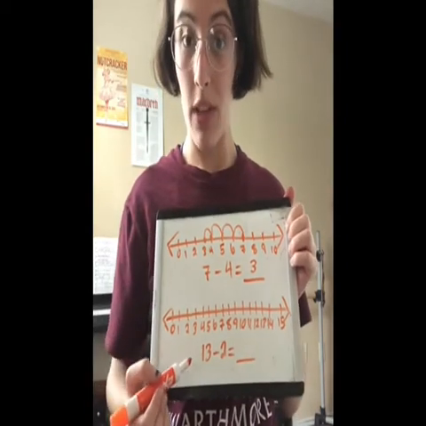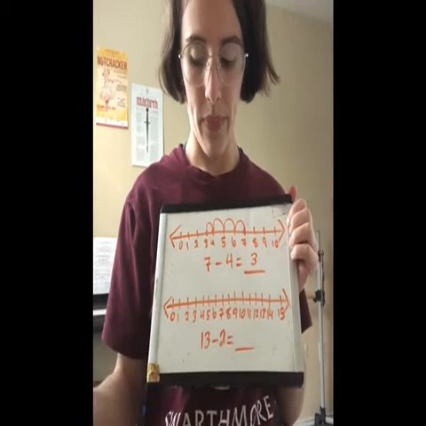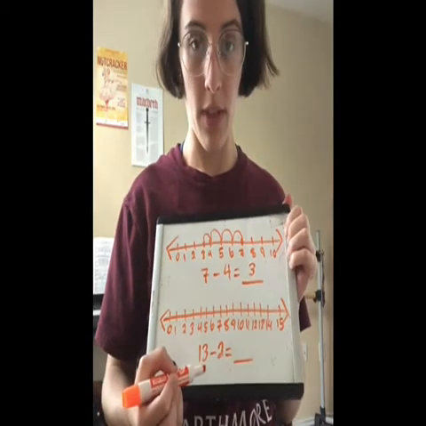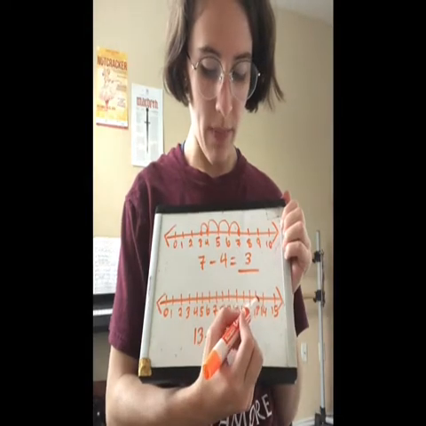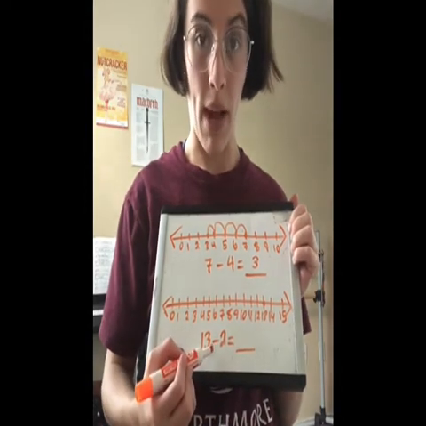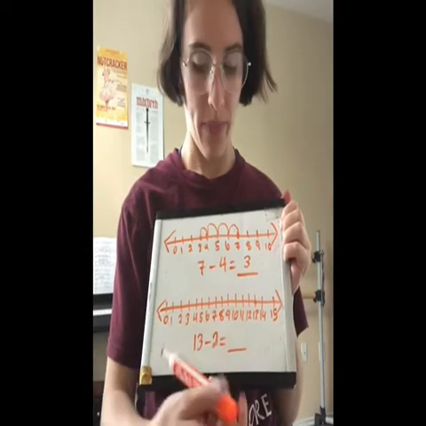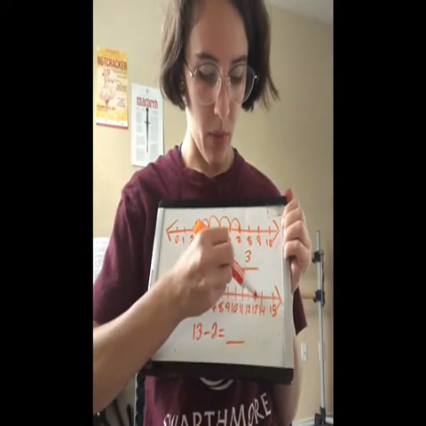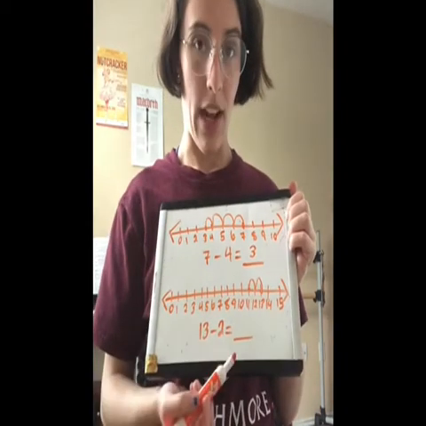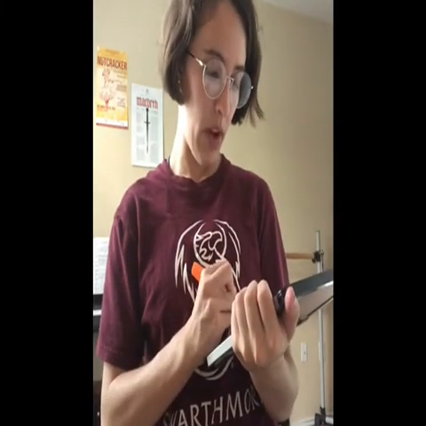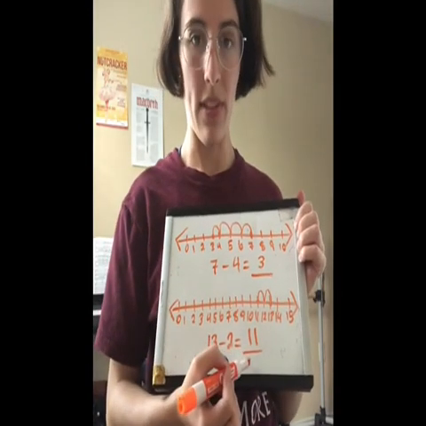For the second problem, we have a little bit bigger of a number line, but it works just the same. So our first number is 13, which means we're going to start our bunny hops on 13. Now, because we have a minus 2, we're going to move to the left on the number line. So 1, 2. And we land on 11. So 13 minus 2 equals 11.